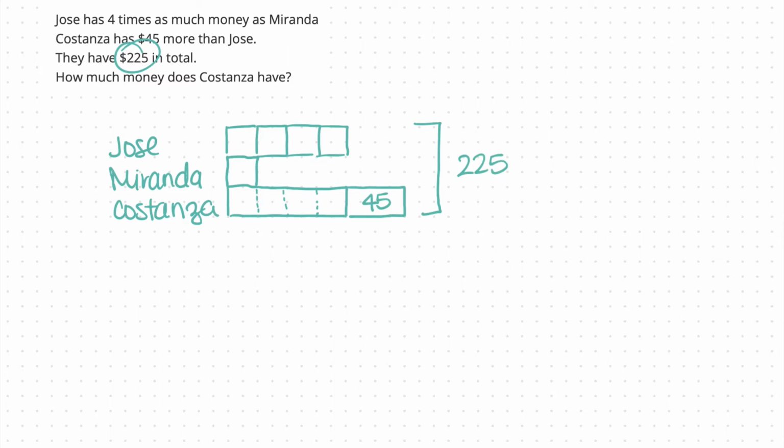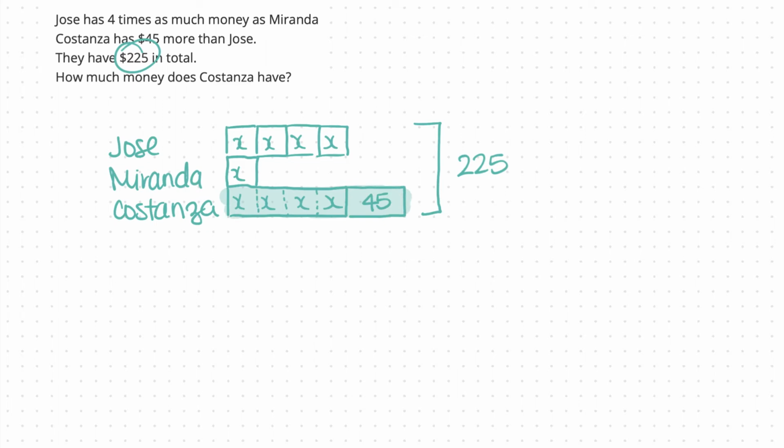And then it says how much money does Costanza have. So now we see that all of these little pieces are equal, so we can give it a variable. We can say x, x, x, x. And we want to know how much Costanza has, so let's highlight that this is what we're looking for.